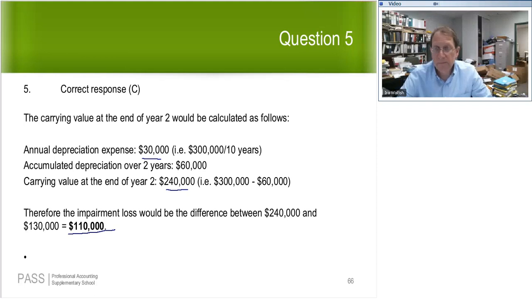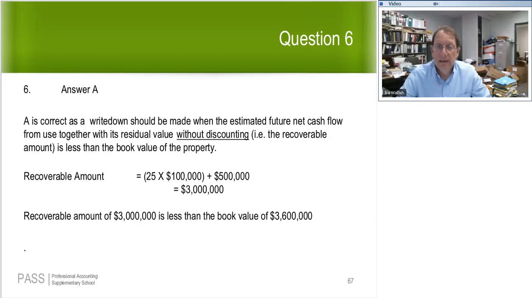Everyone good? All right. What'd you do for number 6? Which of the following is the amount the company must write down the plant as at the year end based on ASPE? Number 6. Anyone get it? Okay, good. Vladimir, very good. A. Okay, good. Okay. Why is it A?